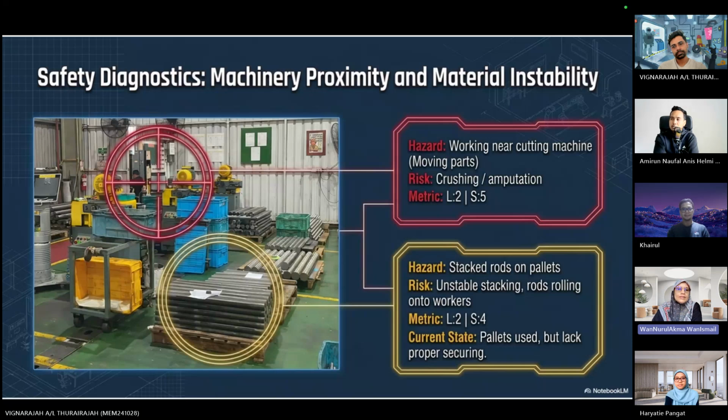For example, at the cutting process, we see people working near the cutting machine without wearing PPE, highlighted in the red circle. This is a risk in terms of accidents. We also see a hazard in terms of steel rods on the pallet, which is unstable stacking, possibly causing an accident, let's say if people hit this stacking rod. Okay, next.